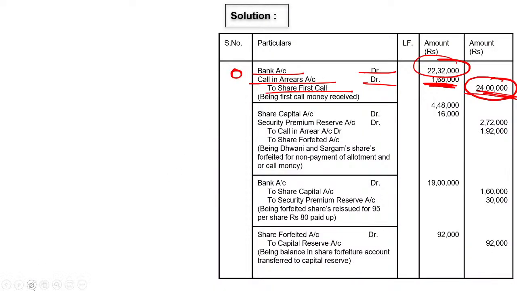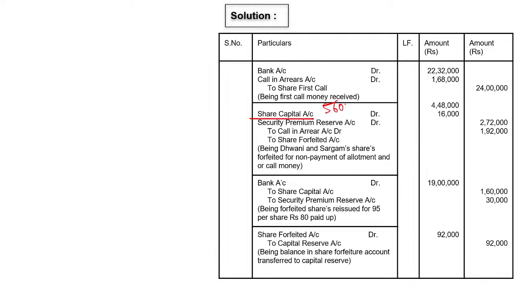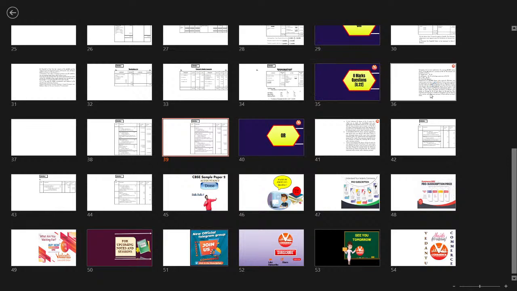Just a minute. Share capital debit 5600 multiplied by 70. Just a minute, we have done some mistake. Yeah, 4000 plus 1600. Just a minute, guys. I have to look at the question again.